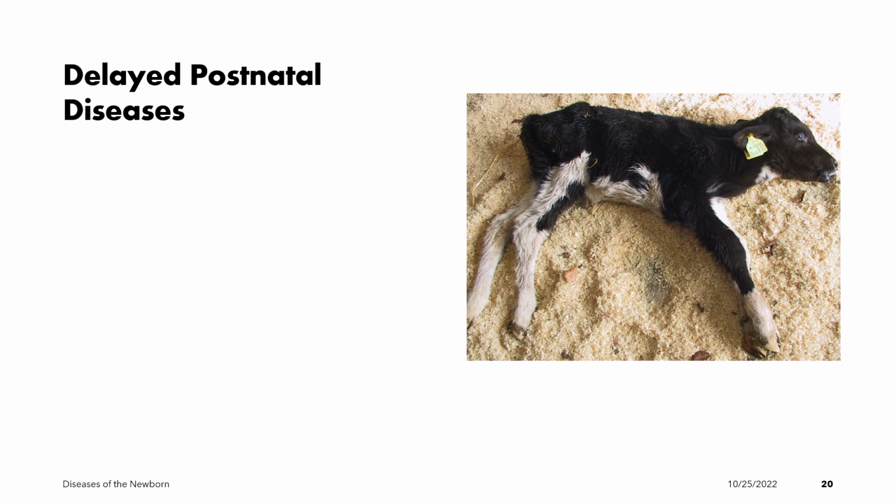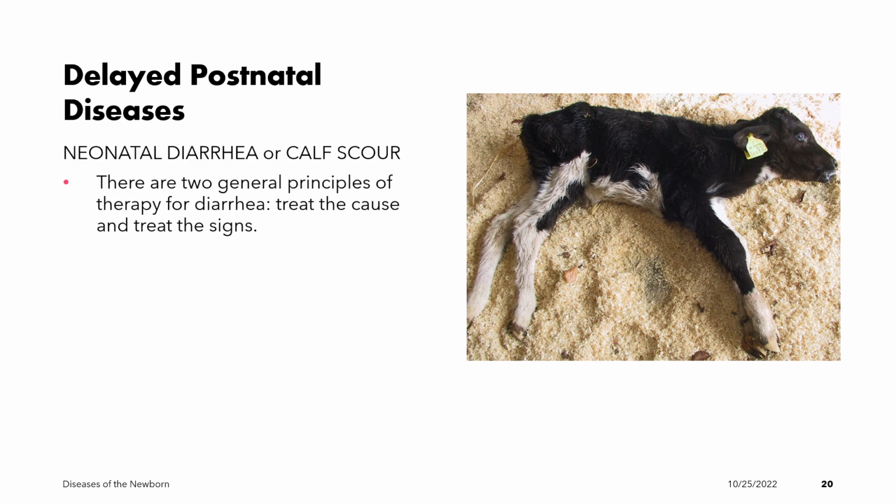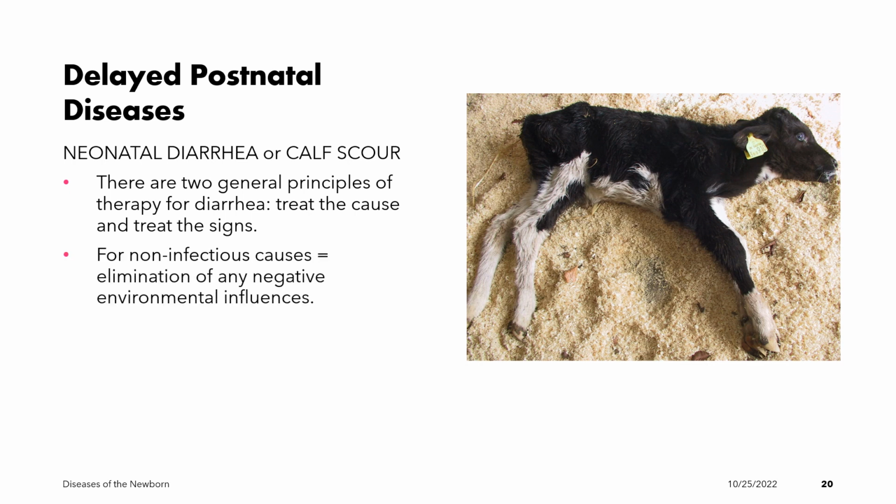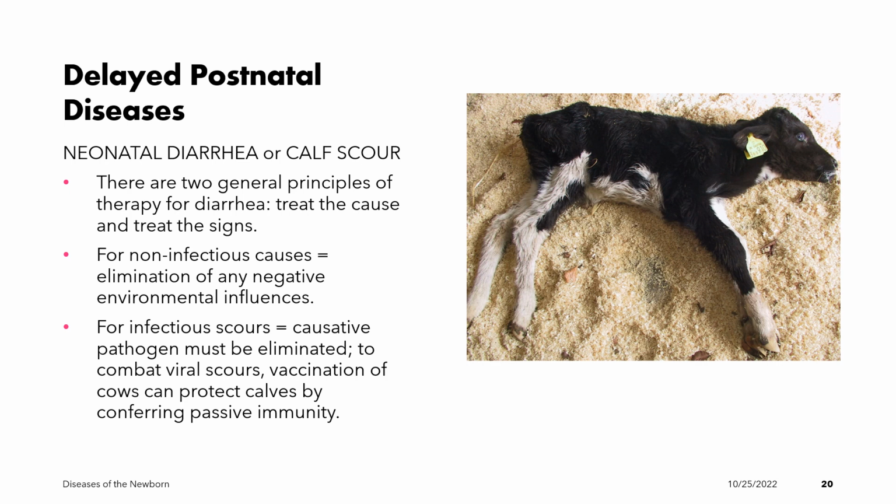Of course, when treating diarrhea, there are two general principles of therapy. We have to treat the cause and to treat the signs. For non-infectious causes, we have to eliminate any negative environmental influences. For infectious causes, the causative pathogen must be eliminated. To combat viral scours, vaccination of the cows can protect calves by conferring passive immunity.